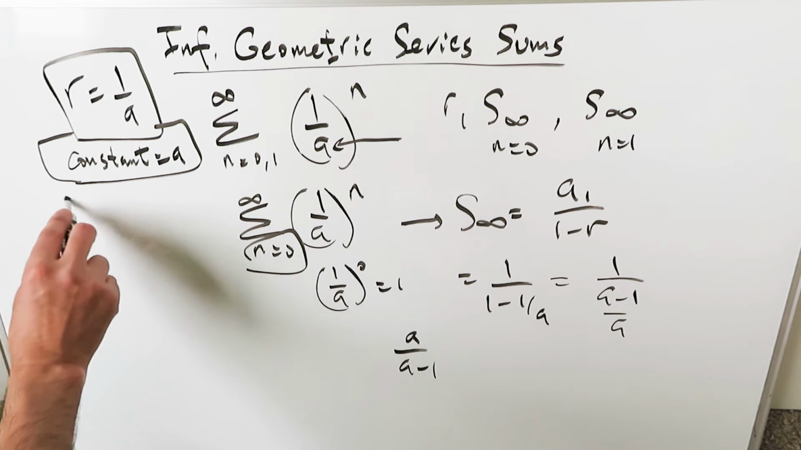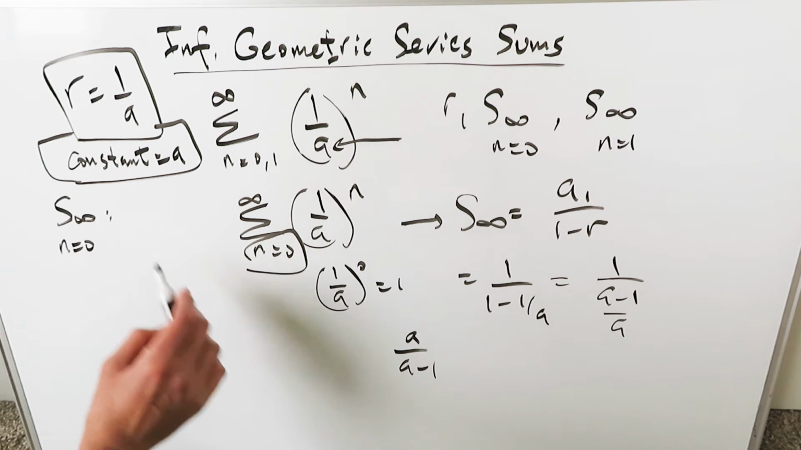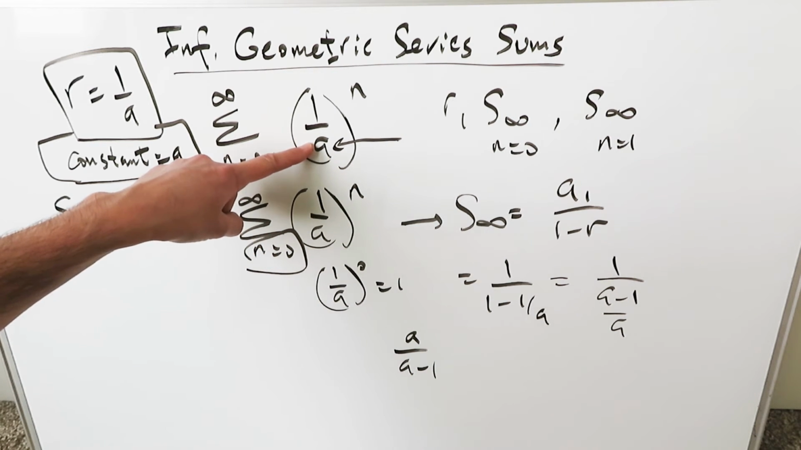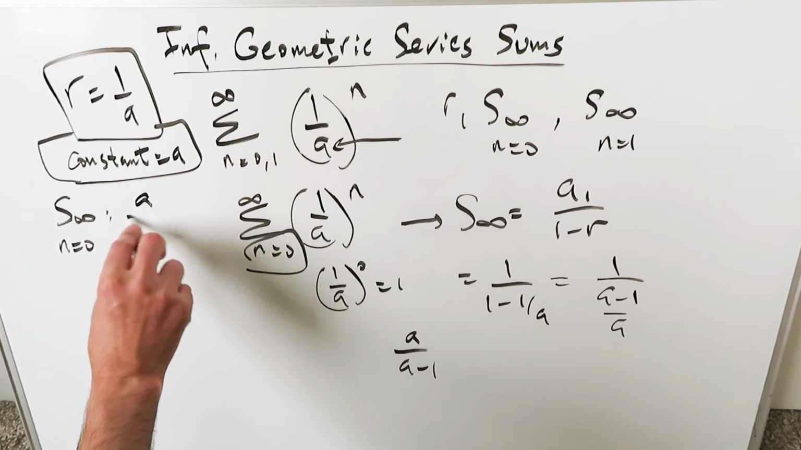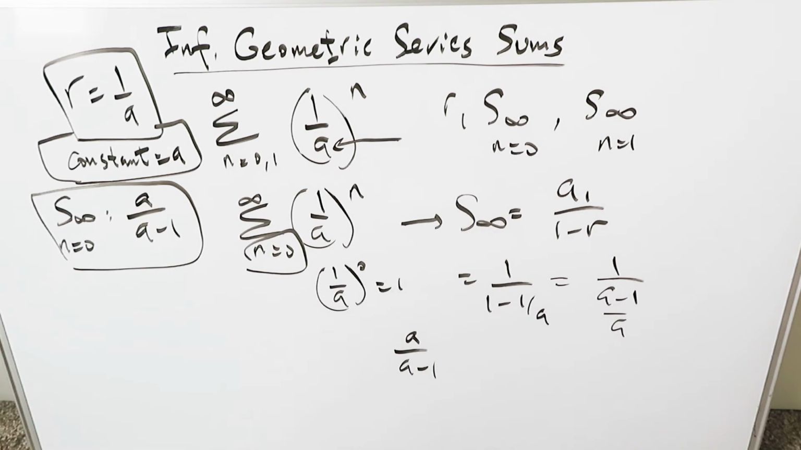Shortcut number 2. For the sum of infinite geometric series where n is equal to 0, your sum of series, and you don't even have to worry about common ratio because it's just a visual check. This right here is your common ratio, is equal to a divided by a minus 1. There's no r coming into the formula, and it's as simple as that.